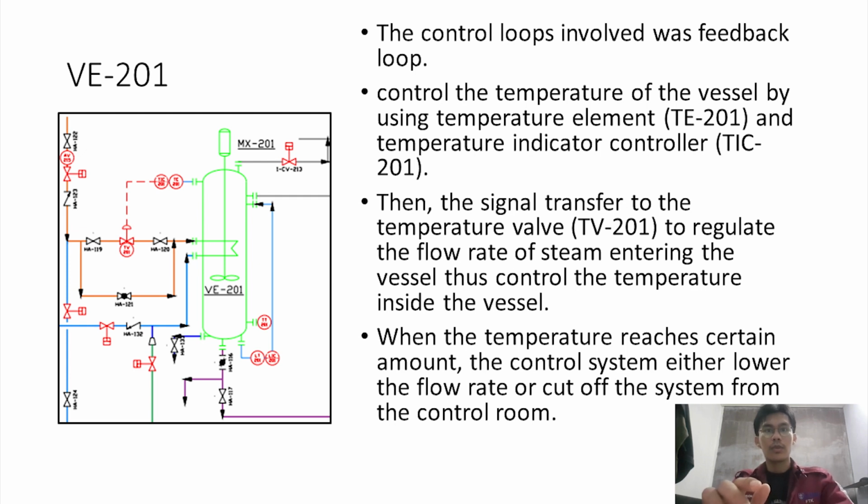This temperature controller then signals the temperature valve TV201 to regulate the flow rate of steam entering the vessel, thus controlling the temperature inside the vessel. When the temperature reaches a certain amount or the set point, the control system either lowers the flow rate or cuts off the system from the control room entirely.